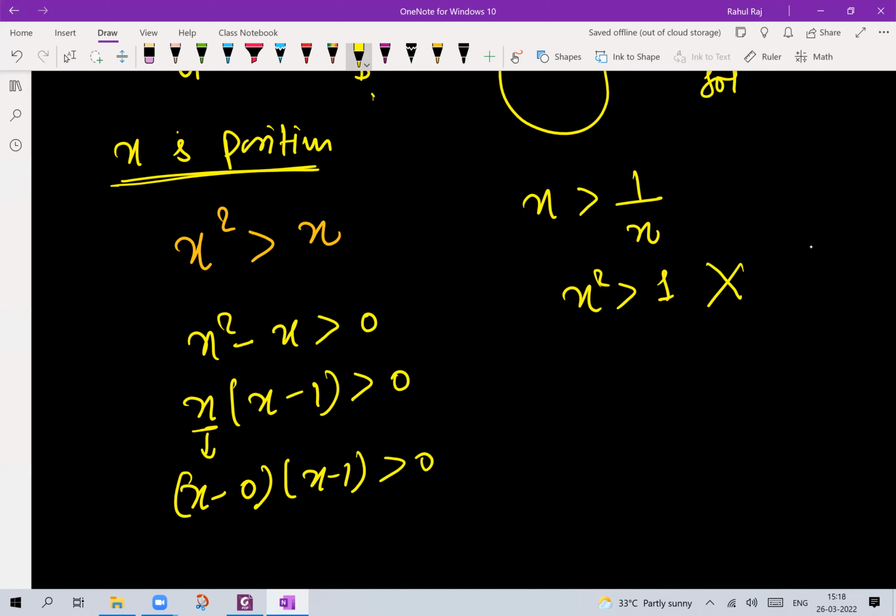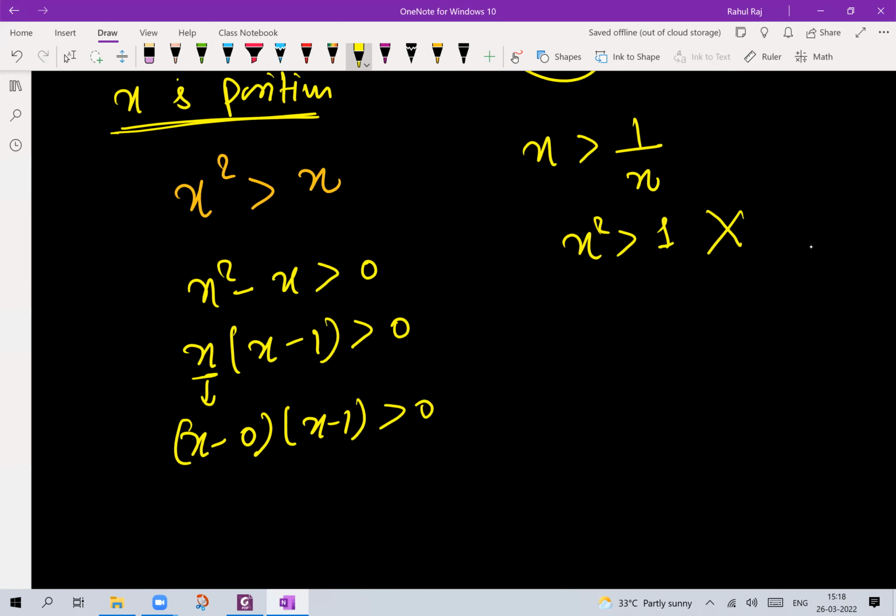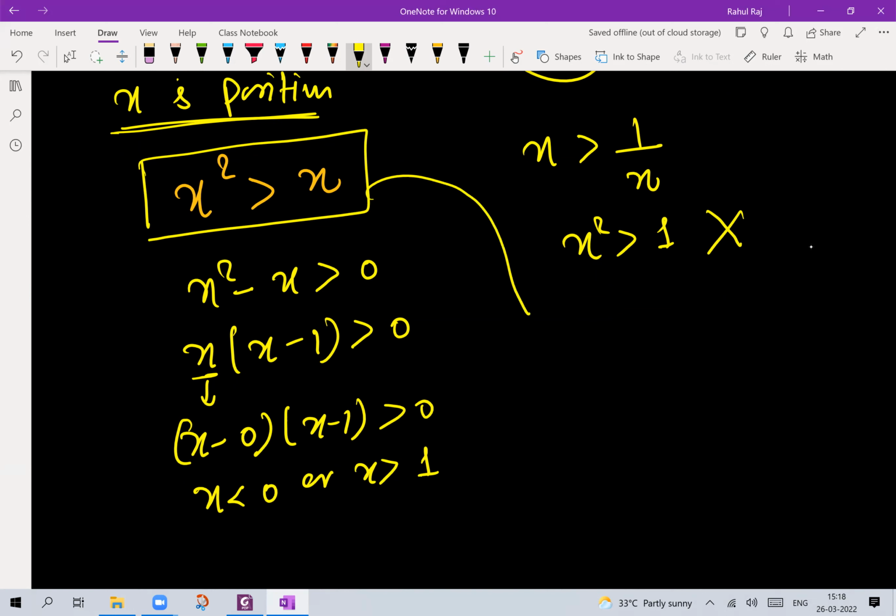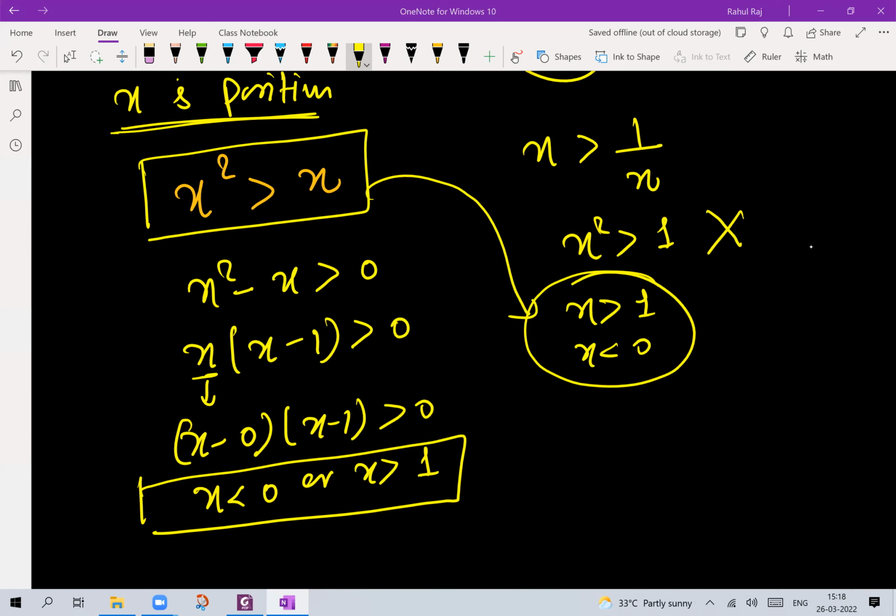Now the moment I get x minus 0 into x minus 1 greater than 0, it means what? x is either less than 0 or x is greater than 1. And when we thought about when the condition is possible, we got exactly the same value: x is greater than 1 and x is less than 0. So your solution should always 100% match the thought process that you have.